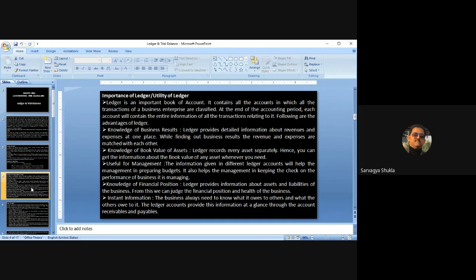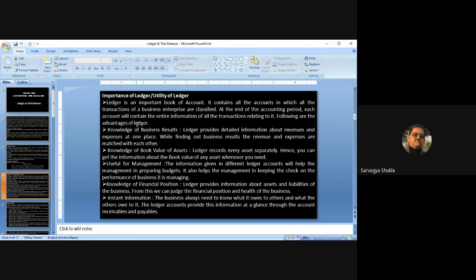Importance of ledger, utility of ledger. Ledger is an important book of account. It contains all the accounts in which all the transactions of business enterprises are classified. At the end of the accounting period, each account will contain the entire information of all the transactions related to it.